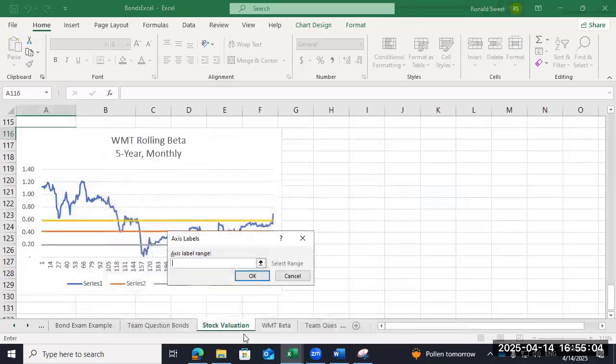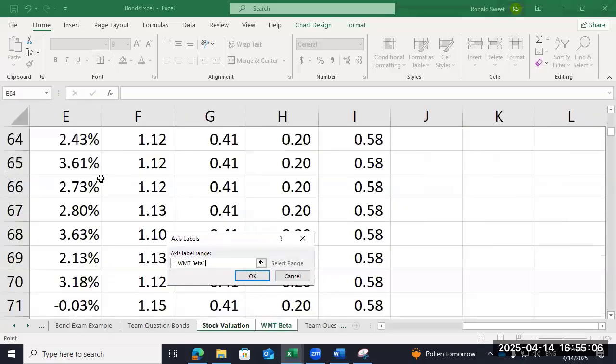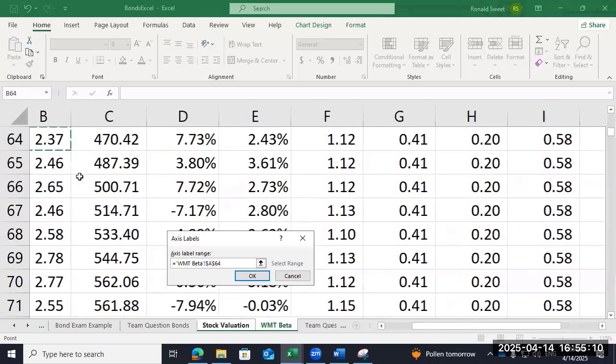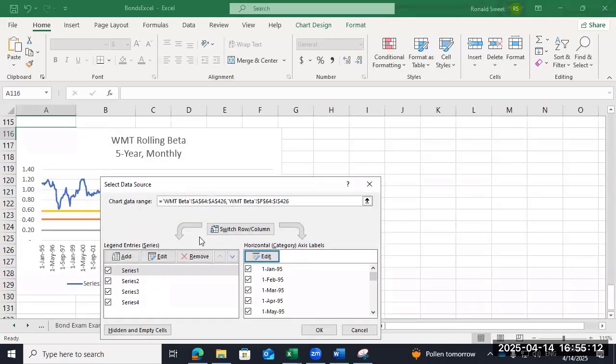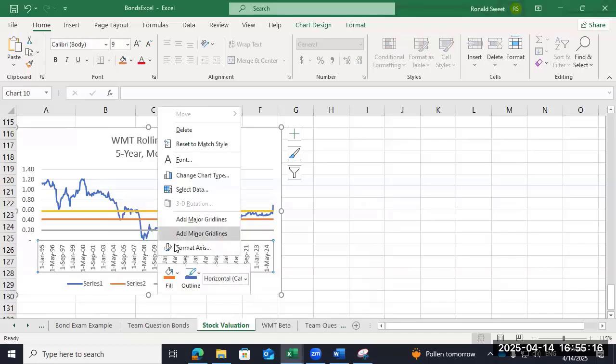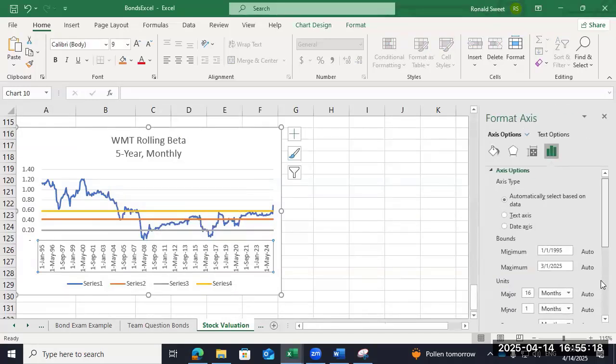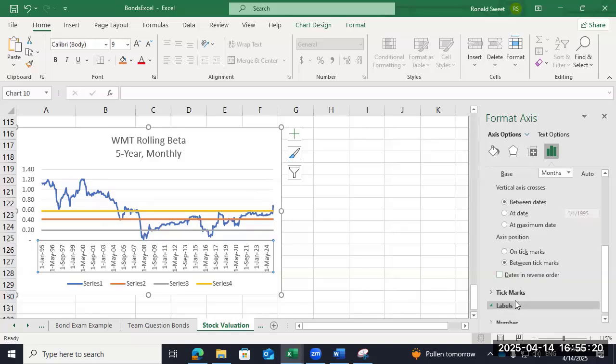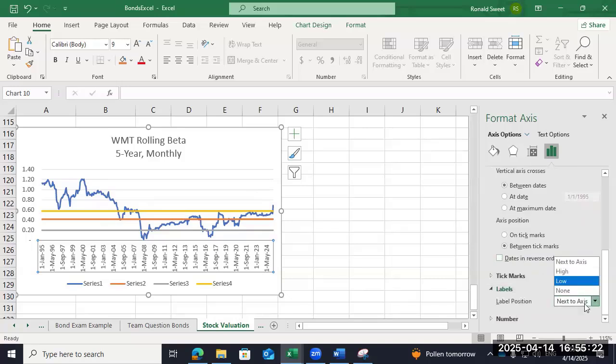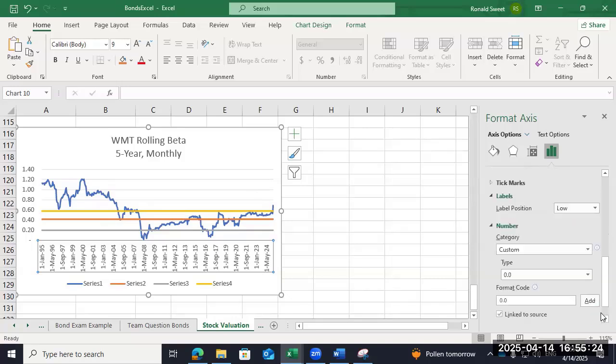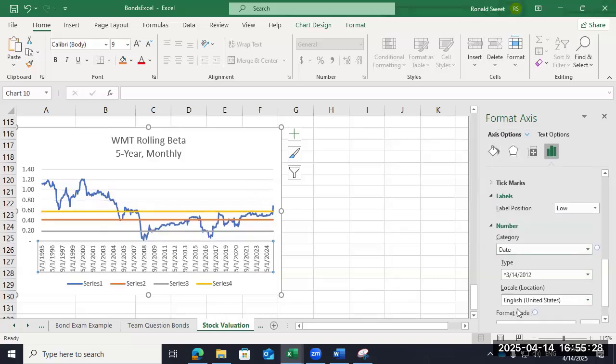It's there. Make sure you put the dates in there. Very important. The label, low. The number, you only need years.